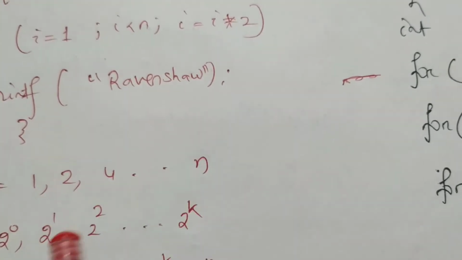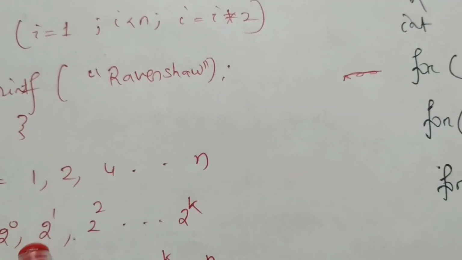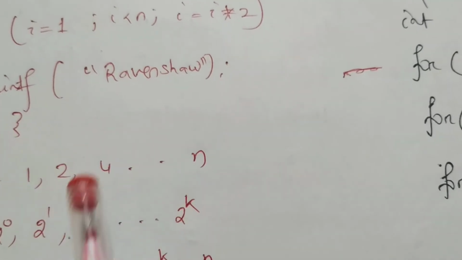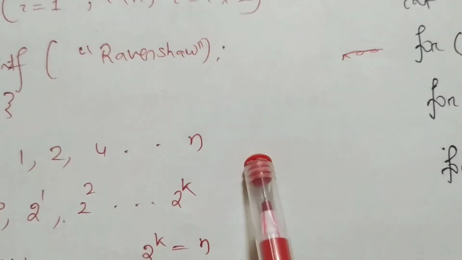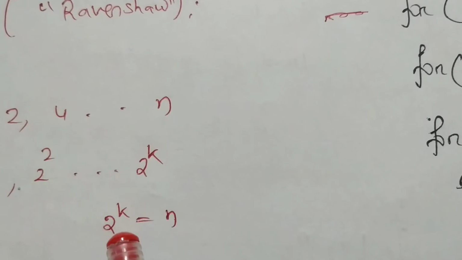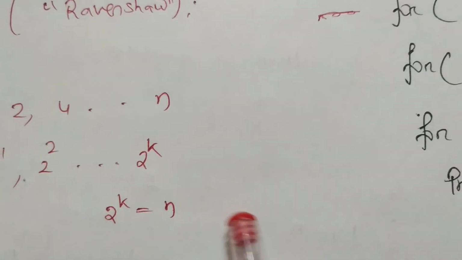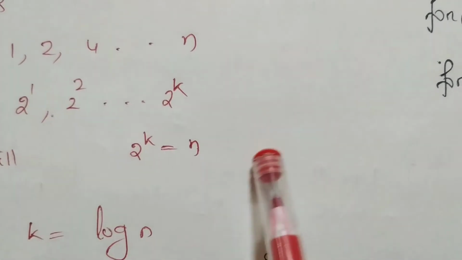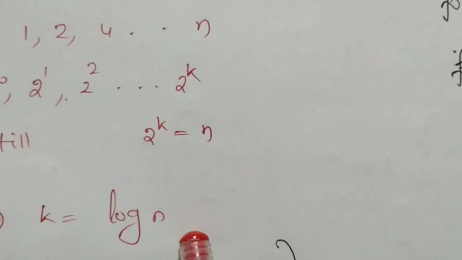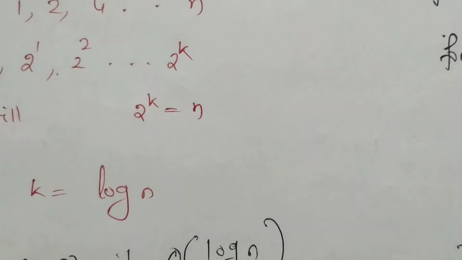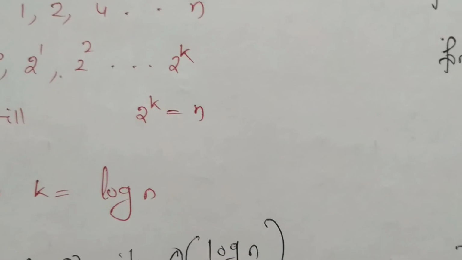So it can be represented in terms of 2 to the power 0, that is 1, 2 to the power 1, that is 2, 2 to the power 2, that is 4, like this, 2 to the power k. So it will execute up to 2 to the power k, that is, up to n times. If you take the log, then the k value will be log n. So the total complexity is order of log n in this case.